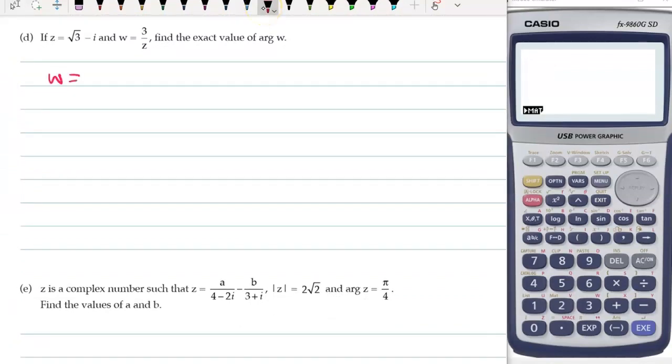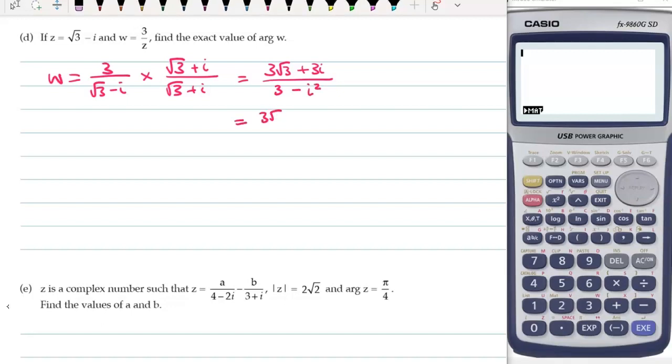Okay, let's go with w is 3 over z and subbing in the z. Now let's do the complex conjugate so we can rationalize that denominator a little bit and be able to find the argument. So if we multiply across here, we get 3 root 3 plus 3i. And on the bottom, root 3 times root 3 is 3, minus i squared. So that's equal to 3 root 3 plus 3i over 4.